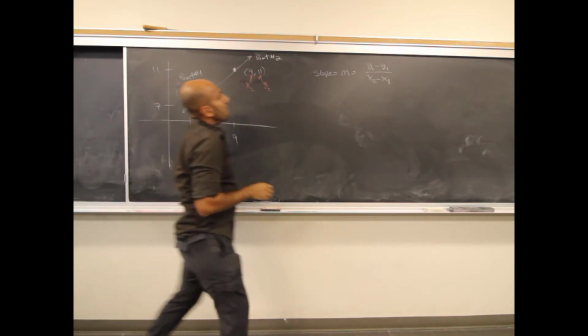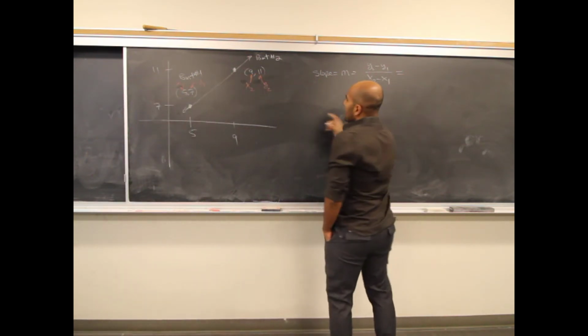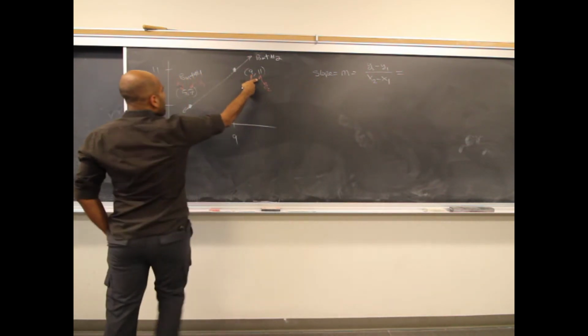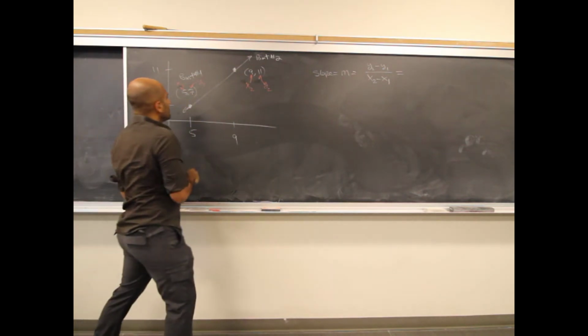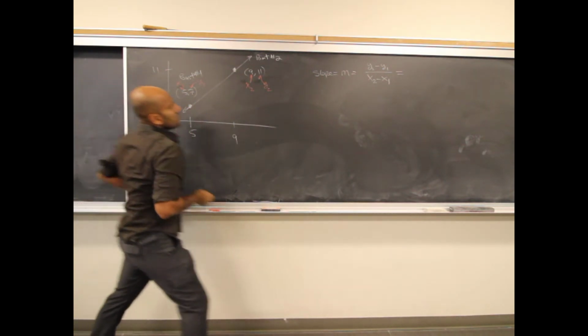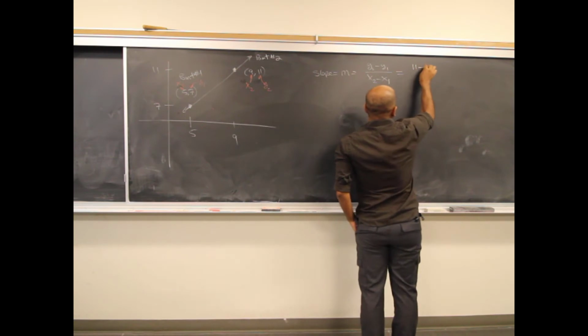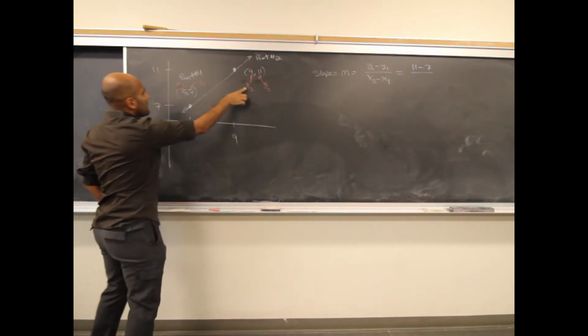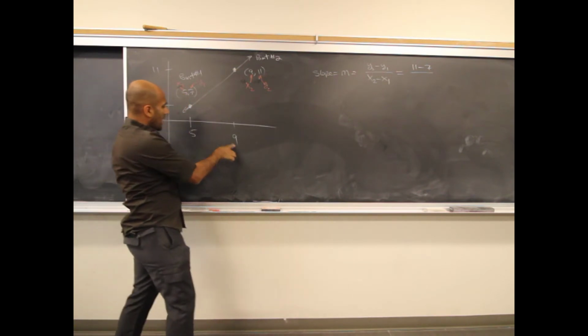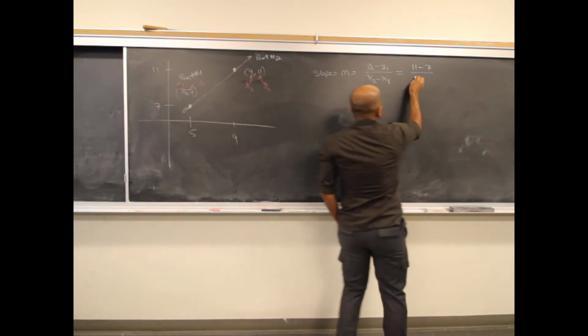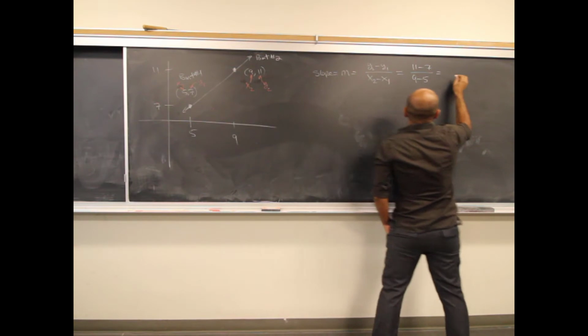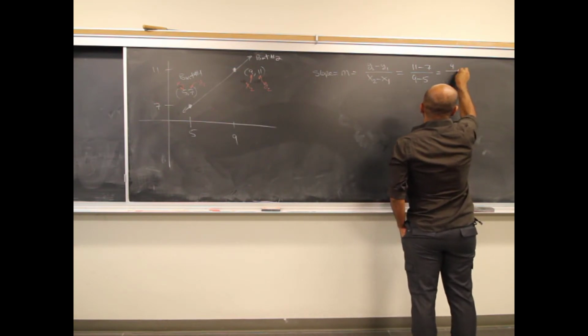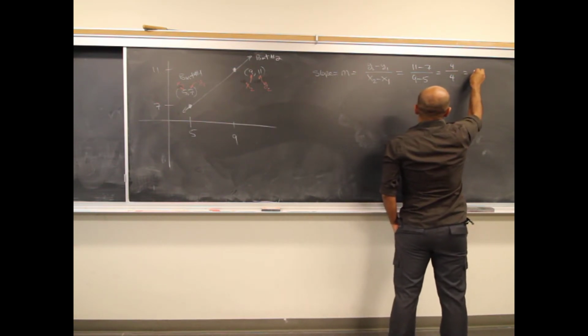And now when we plug them into our formula, it's going to be 11 minus 7, and then 9 minus 5. And so we end up getting 4 over 4, which is equal to 1.